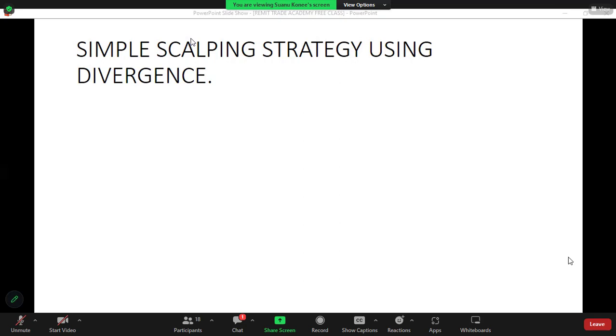Now, when we talk about a simple scalping strategy, I wouldn't want to go further without telling you what scalping is all about. When you come to the financial market, we have different kinds of traders. We have what we call a scalper, a day trader, and a swing trader. These are three kinds of traders. Then we can always add a position trader. Anybody can be a position trader.